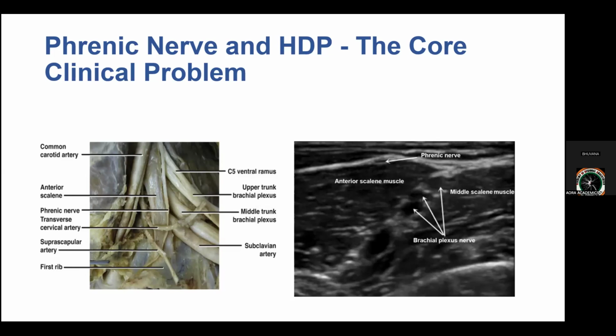In the USG image, you can see how close the proximity is. This is the brachial plexus, this is the anterior scalenus, this is the medial scalenus muscle, this is the phrenic nerve. Whenever you try to inject the drug here, it automatically spills over the anterior scalenus muscle. The chances of blocking the phrenic nerve are more.